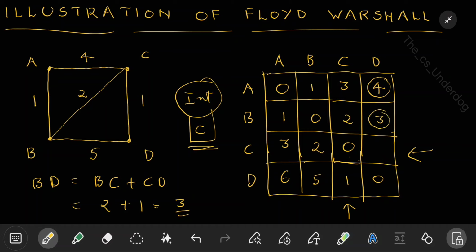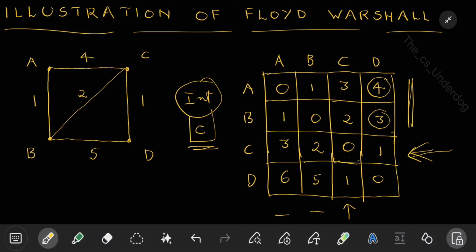So you can see how the Floyd Warshall algorithm is improving, right? Next thing, this row you can again ignore because C is at one end. Then these two values, DA and DB, I am directly going to update because they will be the same values as AD and BD. It is the same.